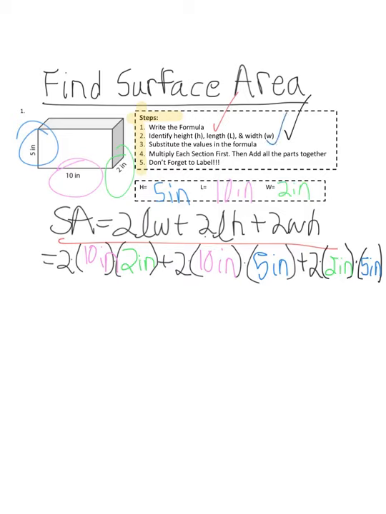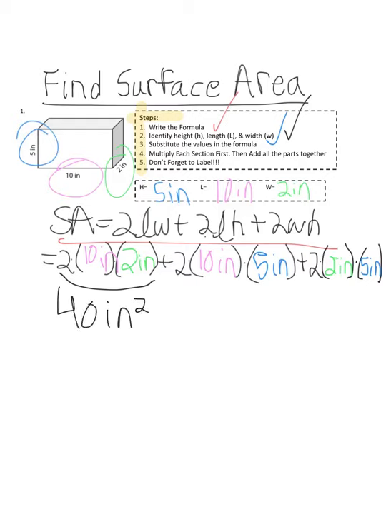And now we're moving on to step 4, which is to multiply each section first. So remember, we're going to multiply section by section. Okay, so what's 2 times 10 inches times 2 inches? That is going to give me a total of 40 inches squared.